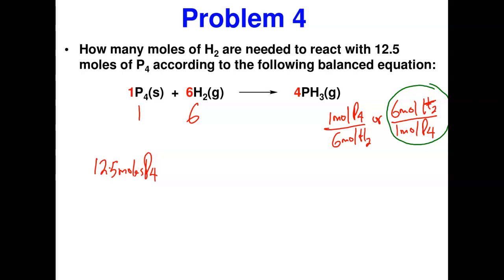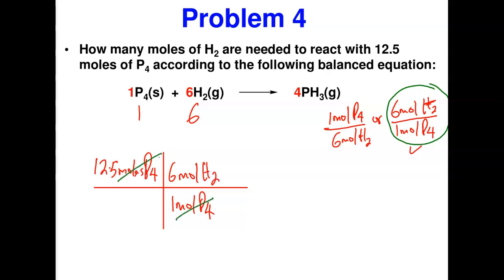Again, I'm going to draw my table. Now I want this one to be down, so it's going to be 1 mole of P4. I'm using this one, remember that. And then it's going to be 6 moles of hydrogen. Now if I cancel with my green, we cancel this, and my answer is going to be, if you multiply 12.5 times 6, 75.0 moles of H2.